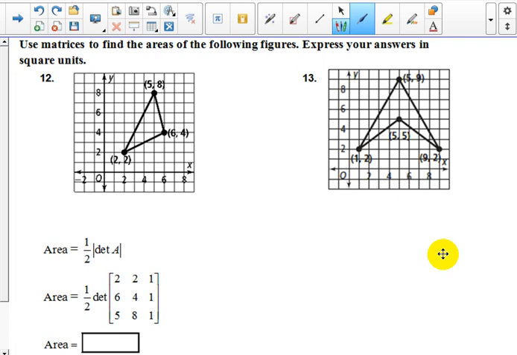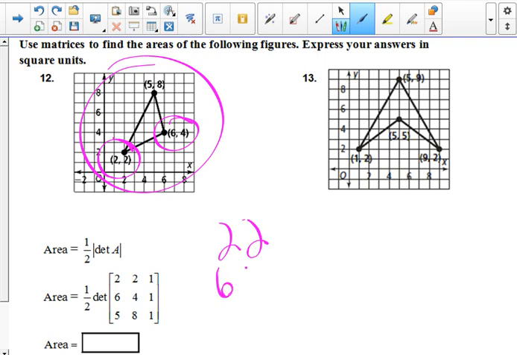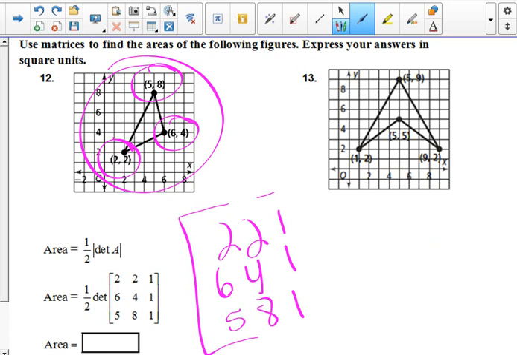On 12, notice that we have a triangle here. We can use a 3 by 3 matrix to get the area of this triangle. We use the coordinates, the 2, 2, the 6, 4, and 5, 8. Those start each row. So there's my 3 rows, and we finish each row with a 1. So it's 2, 2, 1, 6, 4, 1, 5, 8, 1. Everybody with me there?